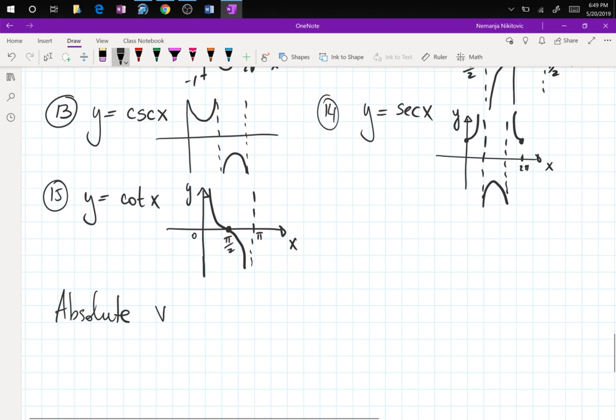Absolute value graphs. What's the absolute value? Absolute value of x, yes, but in general, what is absolute value? In general. Amazing. Yes.